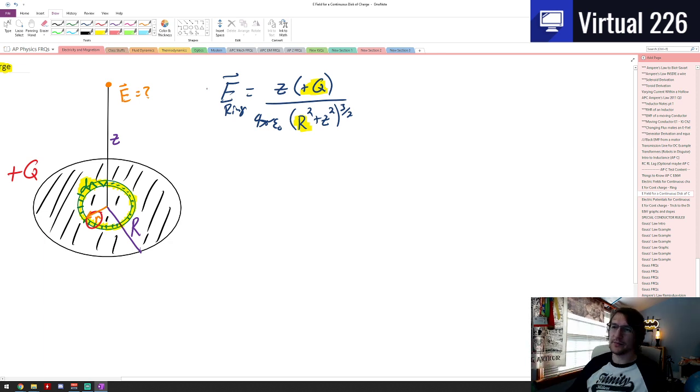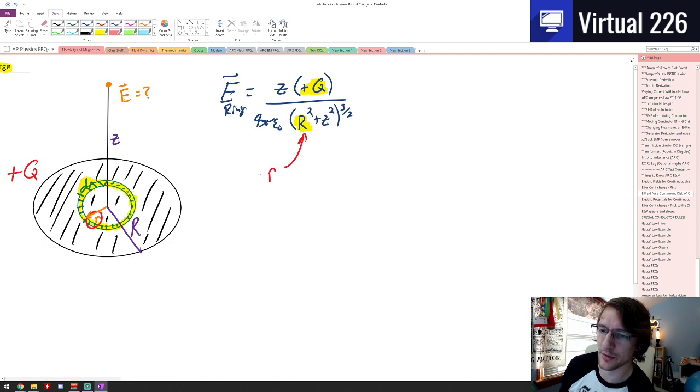How would you think about it? Well, this term right here is actually pretty easy to think about. It's just going to be some little r, because little r is something that we can integrate over. We can say, hey, look, for each value of r, we can change.